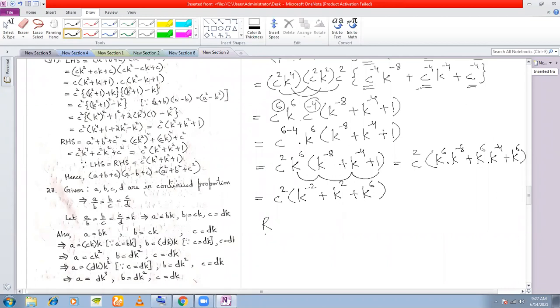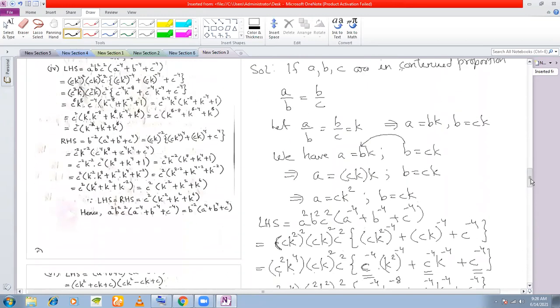Now we see what the value of our right hand side is. Right hand side here is b to the power of minus 2 into a to the power of 4 plus b to the power of 4 plus c to the power of 4. Okay, so you put the values. b to the power of minus 2.